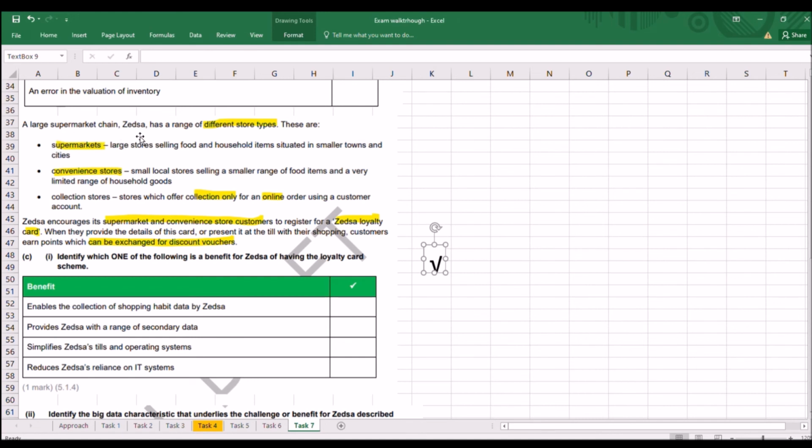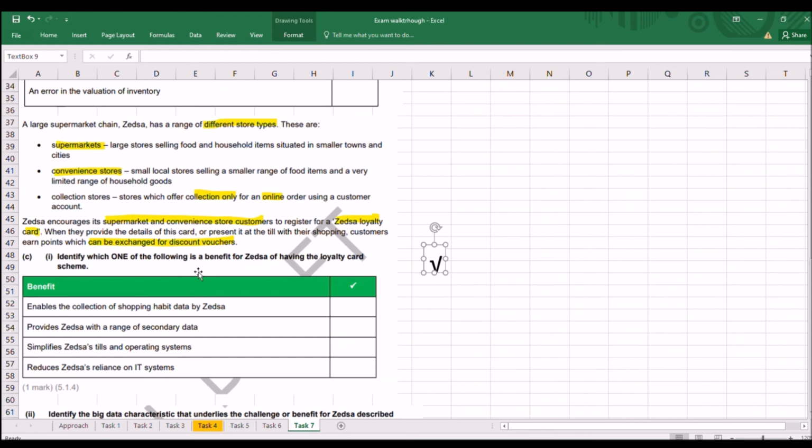Right, a large supermarket chain, Zesda, has a range of different store types. So we've got supermarkets, convenience stores, and collection stores. Zesda encourages customers in its supermarkets and convenience stores to register for a Zesda loyalty card. They present the details of this card at the till when they're shopping, and they can exchange points for discount vouchers. Identify one of the following benefits that Zesda has from the loyalty card.